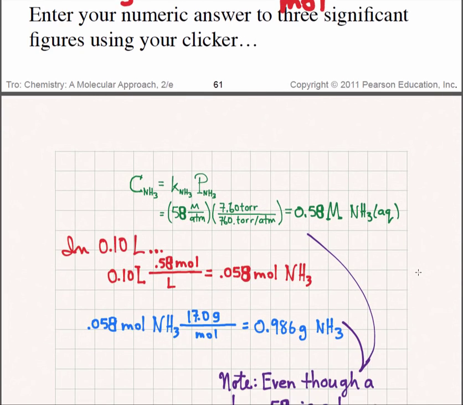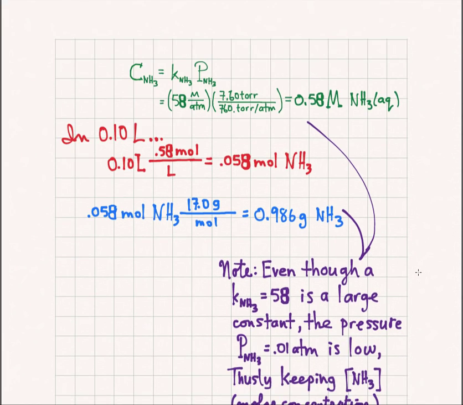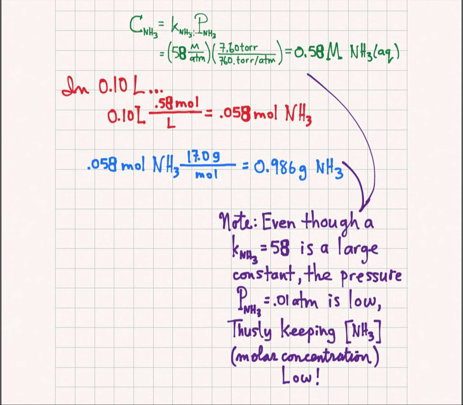It goes back to like dissolves like. Why would NH3 dissolve so well in H2O? They're both polar. There's hydrogen bonding going on there, isn't there, between the nitrogen lone pairs and the hydrogens. So anyway, 58 molar per atmosphere, and 7.6 torr is only 1/100th of an atmosphere. So 1/100th of 58 is 0.58.